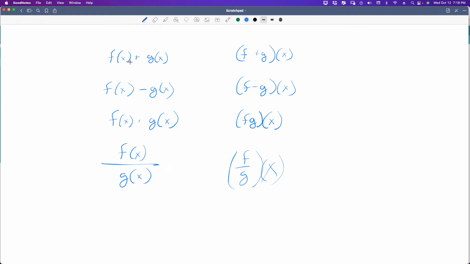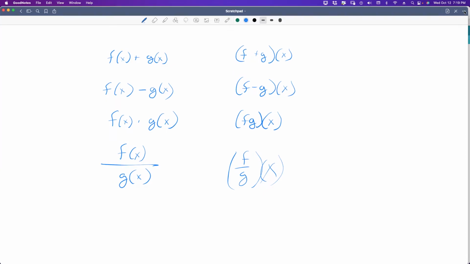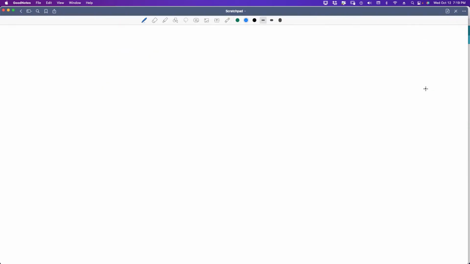All right. So don't let this blow your mind when you see it. It's just a more succinct way to write these functions and these operations of functions. So let's jump into one. Let's do 24.5.